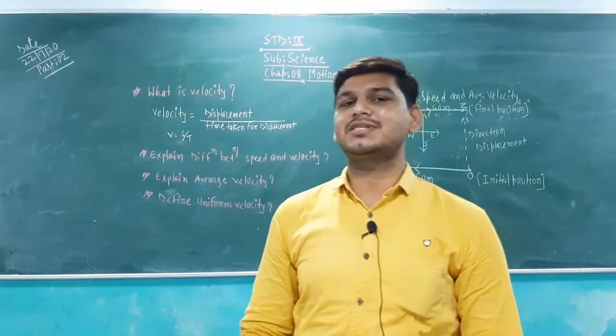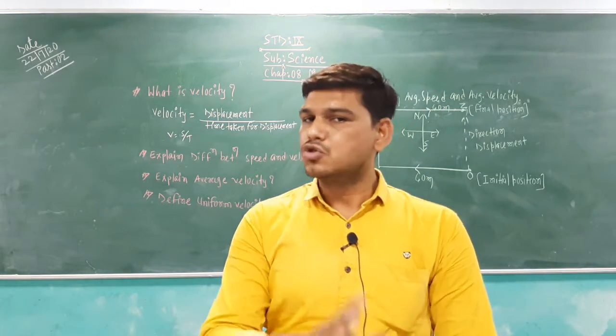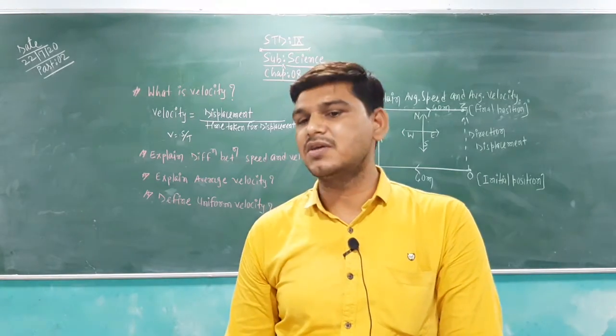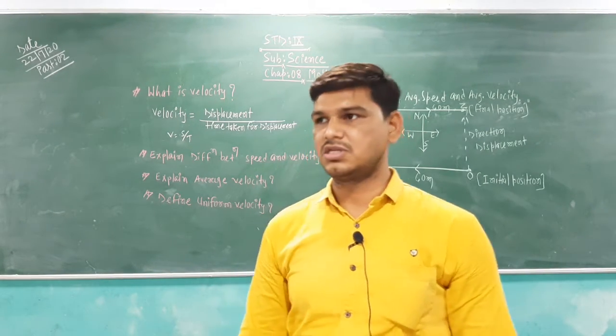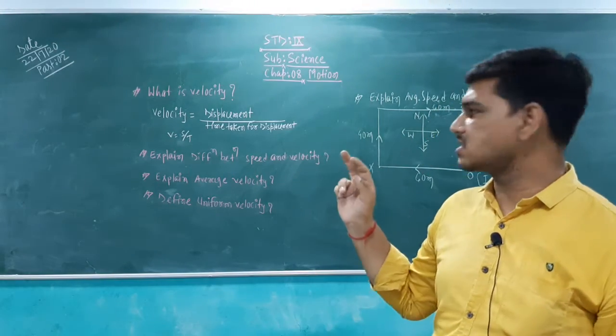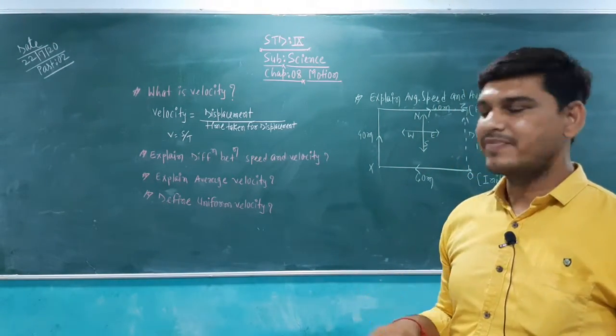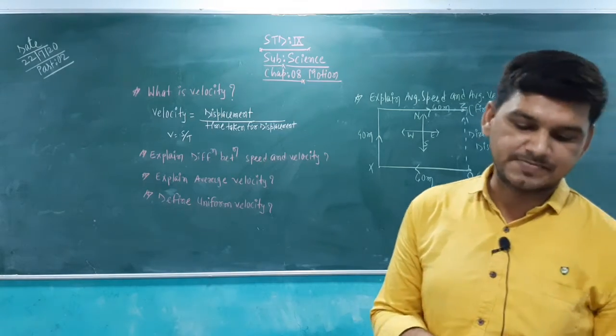So direction is used, it should be a part of the velocity. So this way we can differentiate speed and velocity. These are the general examples to bifurcate speed and velocity. So two topics are clear, what velocity is, what speed and velocity are. Next we are discussing the average velocity.